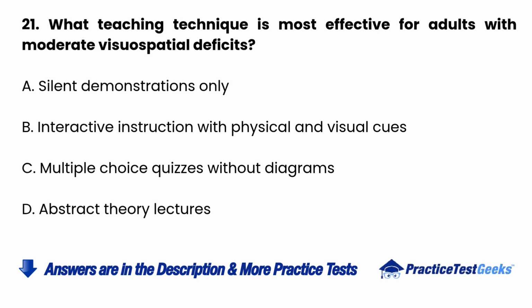21. What teaching technique is most effective for adults with moderate visuospatial deficits? A. Silent demonstrations only. B. Interactive instruction with physical and visual cues. C. Multiple choice quizzes without diagrams. D. Abstract theory lectures.